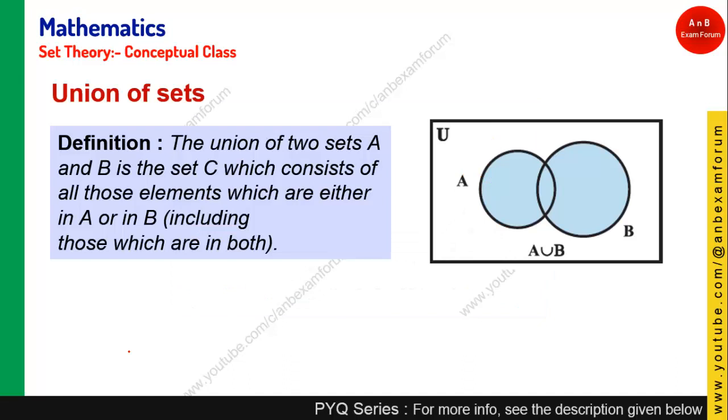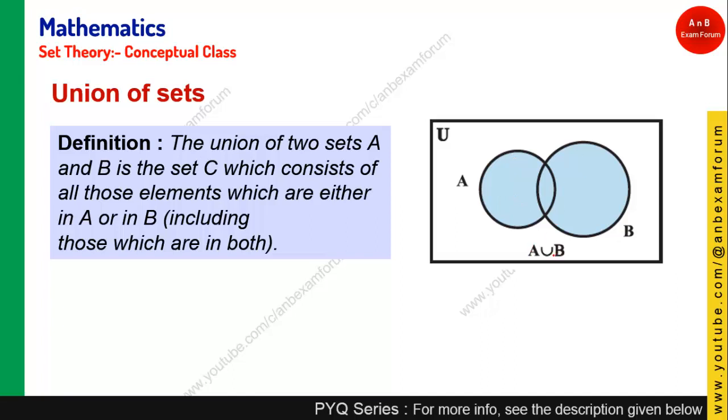Coming to the first and foremost operation, the union. Union of sets. As the word suggests, union means which combines, which includes, which joins. If you see the Venn diagram for this union, it is very simple. U stands for the universal set, denoted by the box, and this circle is set A, this circle is set B. There are obviously a few elements which are common in both, and this blue portion denotes A union B.